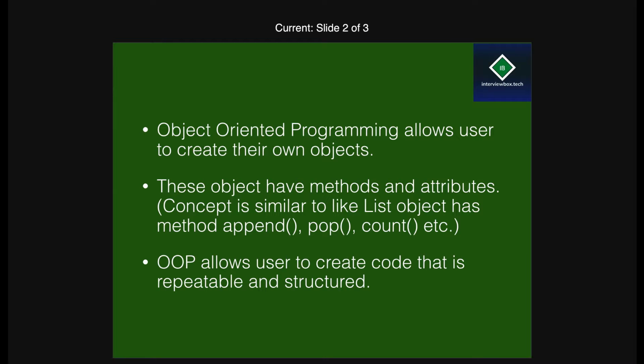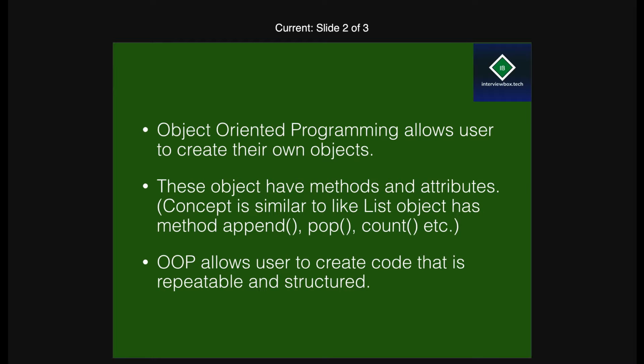So object-oriented programming allows users to create their own object and add attributes and methods to the object. It also allows users to create code that is repeatable and structured. You create your class, and you create an object of that, and wherever you want to use that block of code that you defined within the class, you can just call the object and use the functionality or the methods you provided within your class.